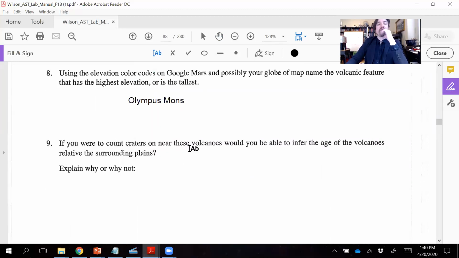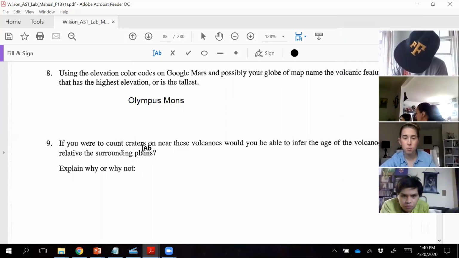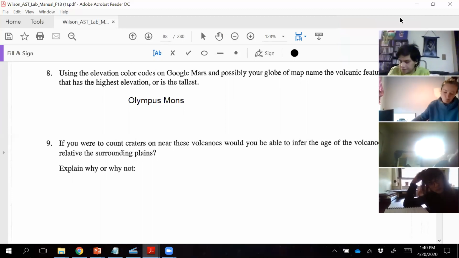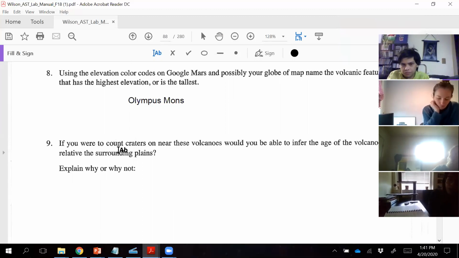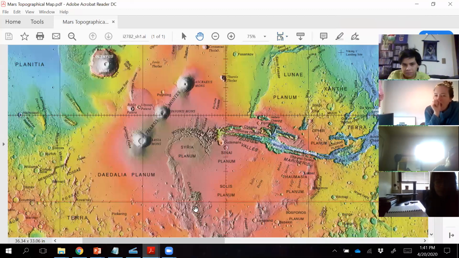Okay, if you were to count craters on or near these volcanoes, would you be able to infer the age of the volcanoes relative to the surrounding plains? This question was always something of a mystery to me the first couple of times I looked at this lab, and then I slowly began to understand the logic with it, and I want to share it with you guys as well. So before I tell you the answer, why don't you just try to take a guess what you think the answer is? Let's look here.